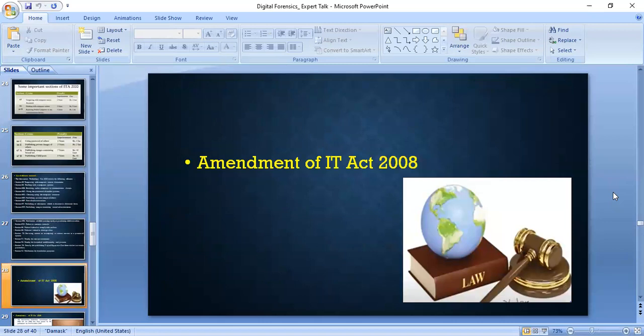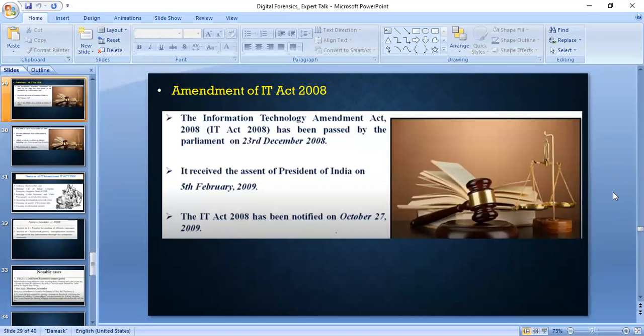Now, the Information Technology Act 2000 was improved by adding 2 to 3 types of information, and that is nothing but the amendment of the IT Act 2008, which was established on 23rd December 2008, in the presence of our president. So what exactly are the extra informations added in this?